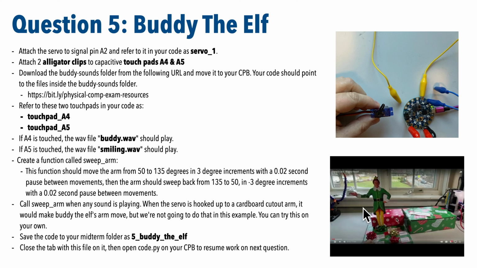So in this build, for answering the question, I've asked students to download 2 of the sounds from the URL that I gave them, then attach 2 alligator clips to capacitive touchpad A4 and A5. They're not going to do the full build, but they should create a function called sweep_arm, and this function should move from 50 degrees to 135 degrees in 3-degree increments with a 2/100ths of a second pause between degree movements. Once we hit 135 degrees, we should sweep back to 50 degrees again at the same pace, and sweep_arm should continue to run as long as one of the sounds is playing. Those sounds start playing when you touch one of the capacitive touch pads. That's the build. Let's take a look at an answer.